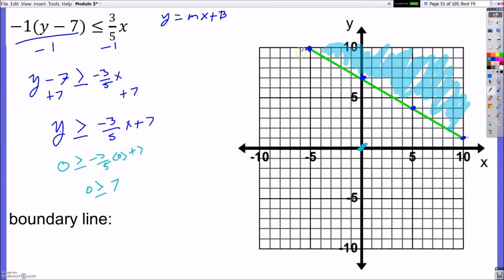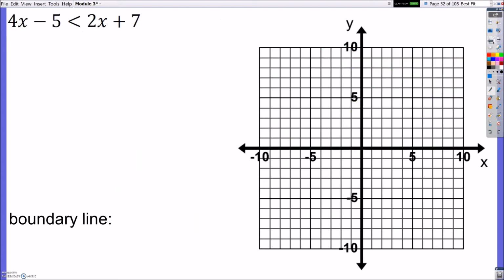Okay? Now the last thing it asks for is the boundary line. That's just the equation of this line. So all you do is replace that inequality with an equal sign. So my boundary line is y is equal to -3/5x plus 7. That's all we do there. So let's go ahead and look at the next one.